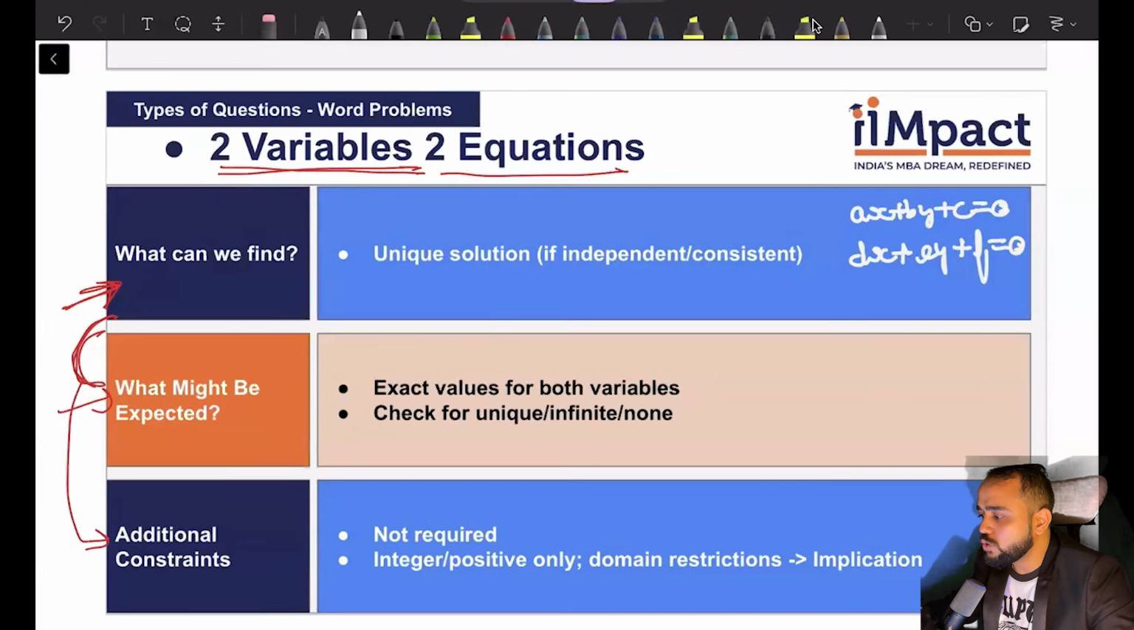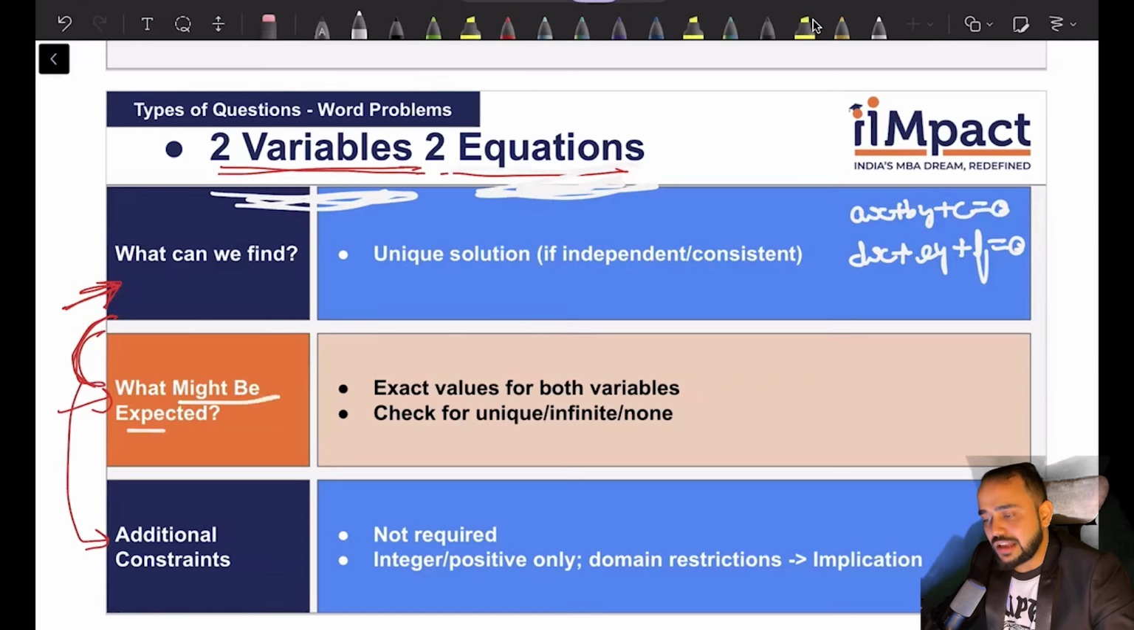I'm not concerned with the range of solutions or the ratio of the values. I don't care about that. Two equations, two variables, I can find the exact solution. So this is a situation which is very much in your power. If they give you two equations to solve for two variables, they are trying to go easy on you. So what might they ask you? Exact value of both the variables they can ask. You have the exact values, so they can ask you directly for that. What are these exact values?